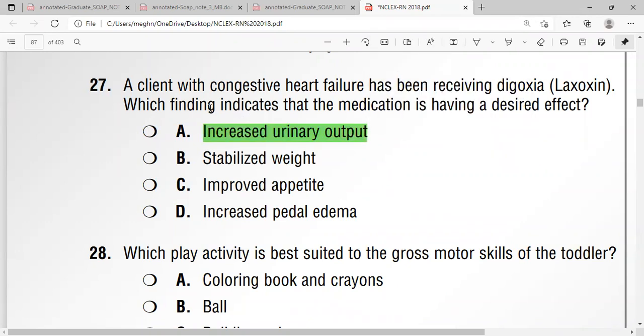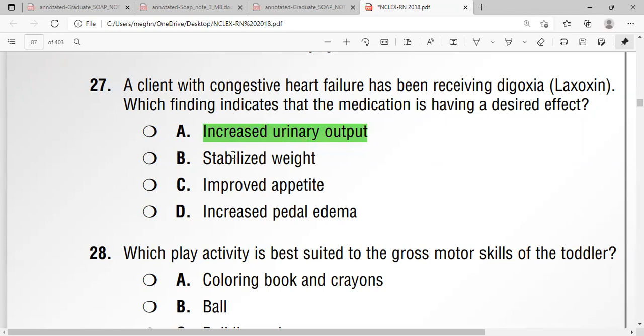right? Which finding indicates that the medication is having a desired effect? Increase the urinary output. Because Lanoxin or digoxin strengthens the contraction of the heart and increases the urine output, so the medication is having a desired effect by eliminating excess fluid from the body.